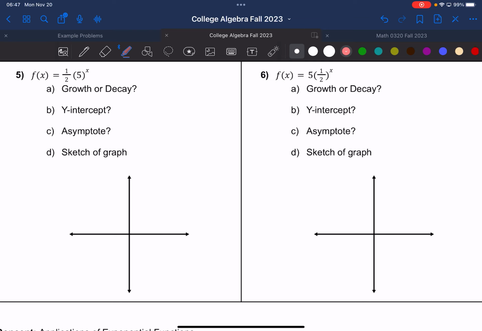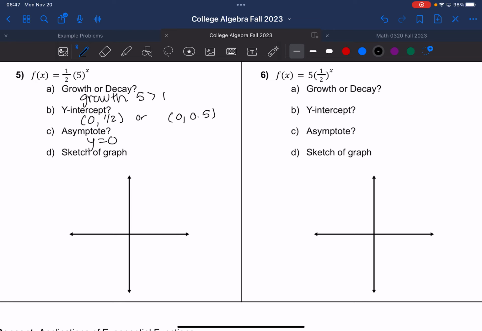Okay, so for number 5, is this a growth or a decay? Growth. 5 is greater than 1. Our y-intercept, you should have got 0, 1/2 or 0, 0.5, whichever is easier to graph. Should have got y equals 0 for your asymptote. And then sketching the graph, once I plot my point of 1/2 on the y-intercept, my growth tells me I'm going up.